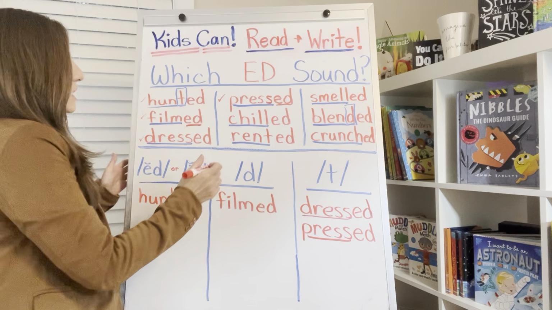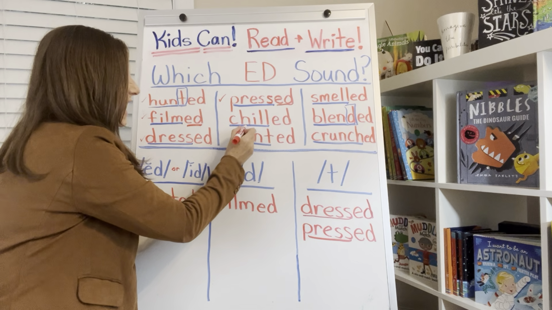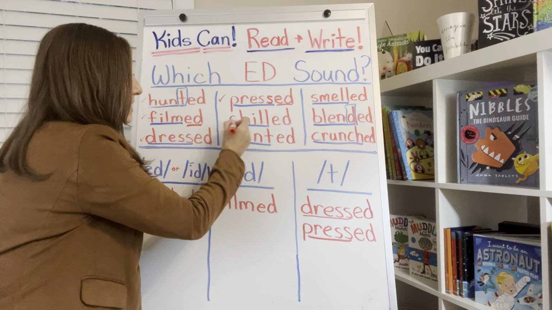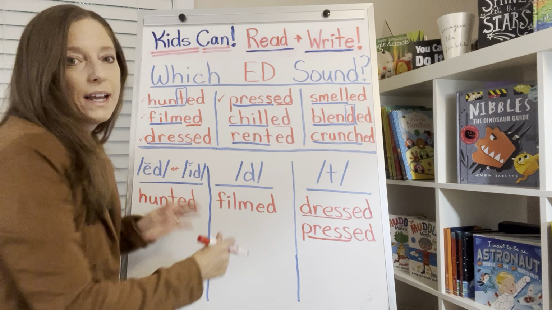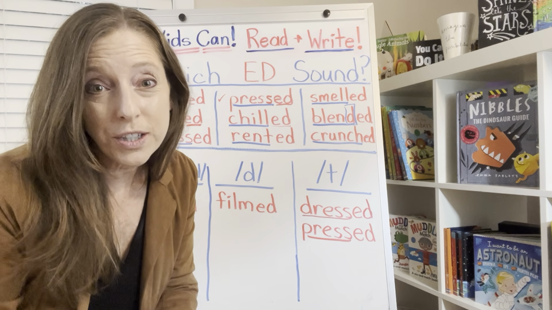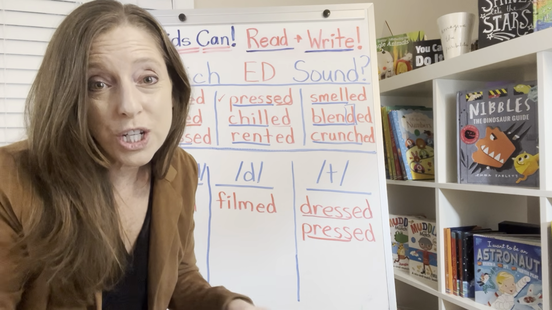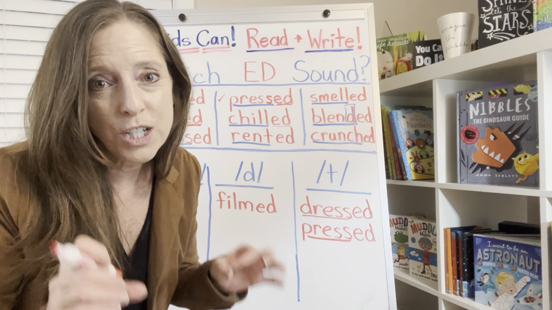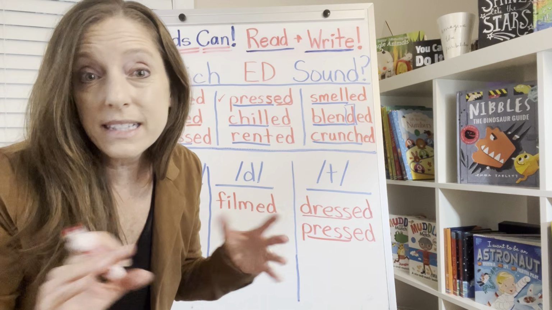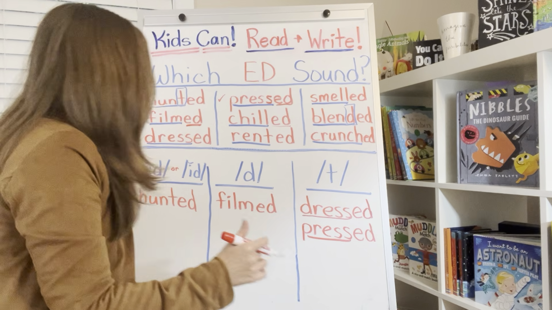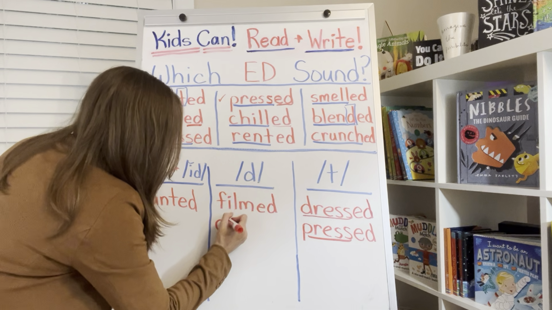Okay, let's see. Read this one. We have our CH trick. Chilled. Chilled. Now say it quickly. Chilled. I got chilled out in the wind. Chilled. Do you hear it? It keeps sounding like a duh. It doesn't slur to the tuh. So for that one, we're going to put right here under that duh column.